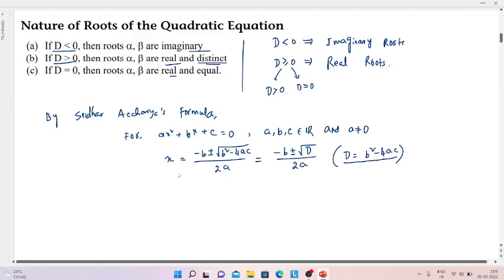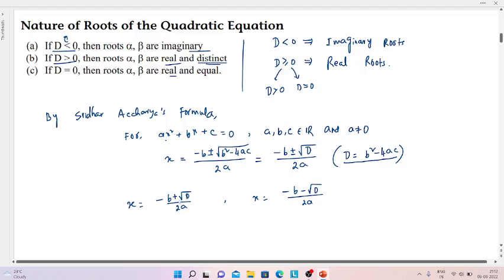So we can see that x has two values. One value is minus b plus root d by 2a and another value is minus b minus root d by 2a. Here you can see that these are the roots of the quadratic equation ax square plus bx plus c equals to 0, right? So the condition is if d is less than 0, right? If d is less than 0, then alpha beta.